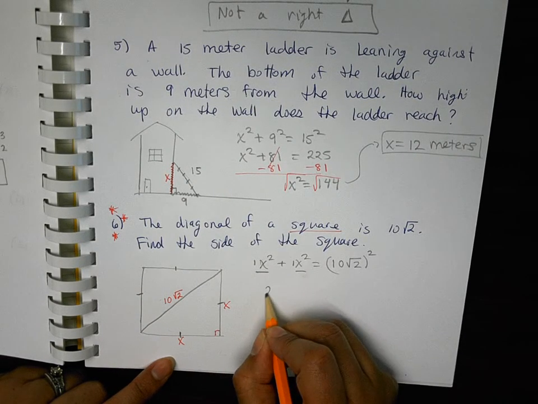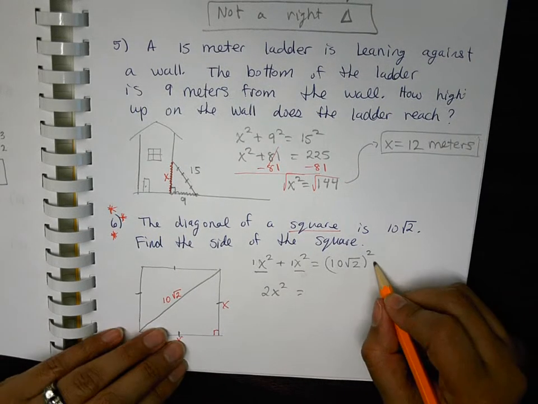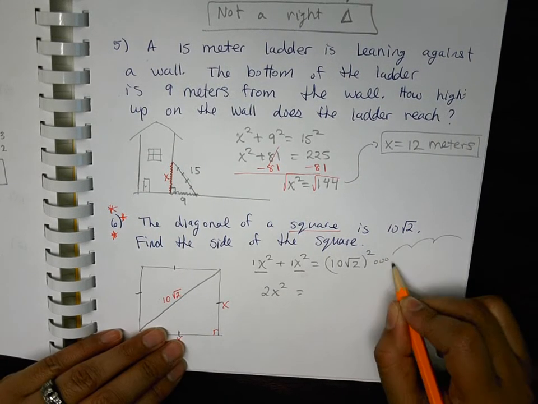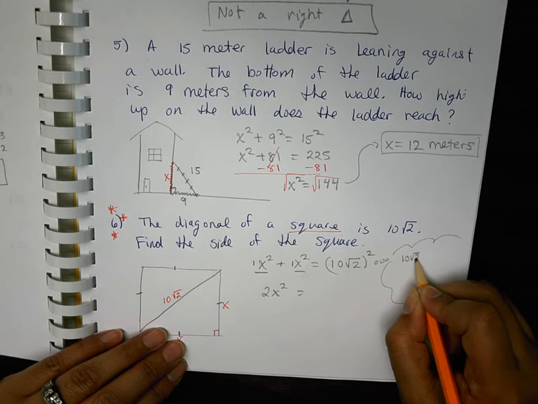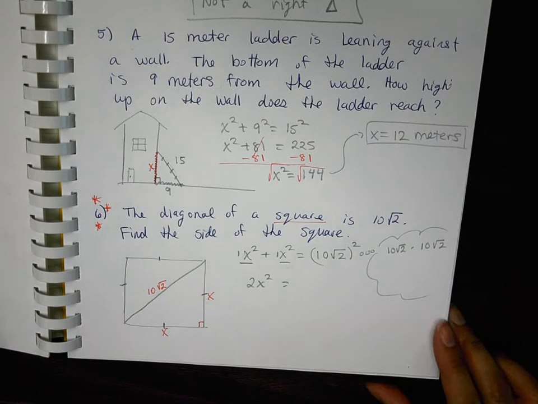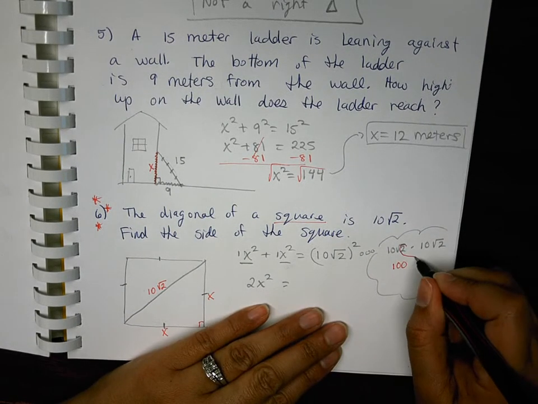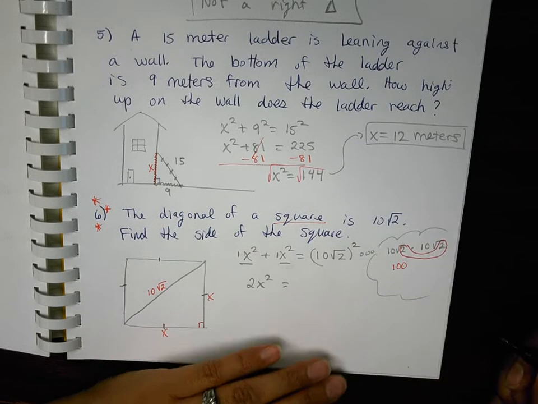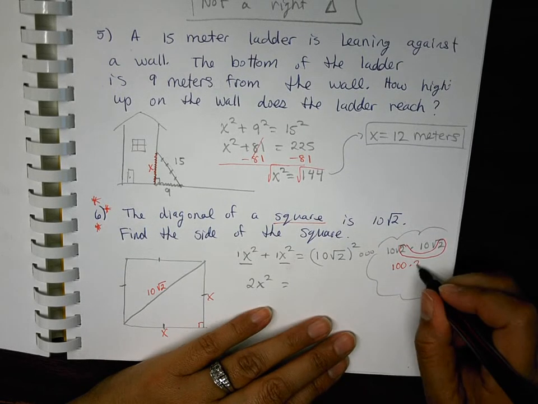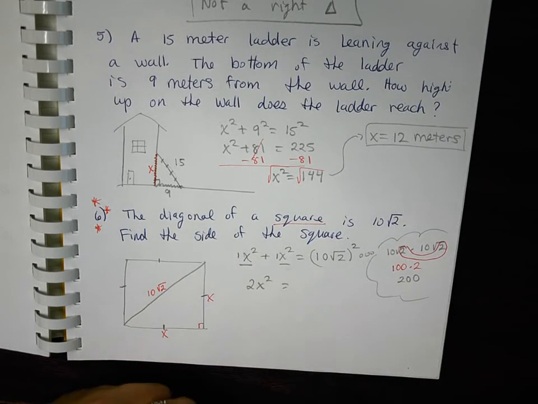So 2x squared equals, we did this on the last lesson. I'm going to put our little thinking bubble over here. What does that mean? 10 root 2 times 10 root 2. What's 10 times 10? 100. These are pairs. So what's root 2 times root 2? 2. Do you guys see that? And what's 100 times 2? Okay. So 10 root 2 squared is 200.